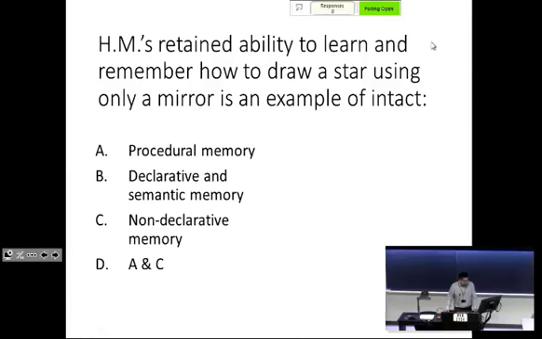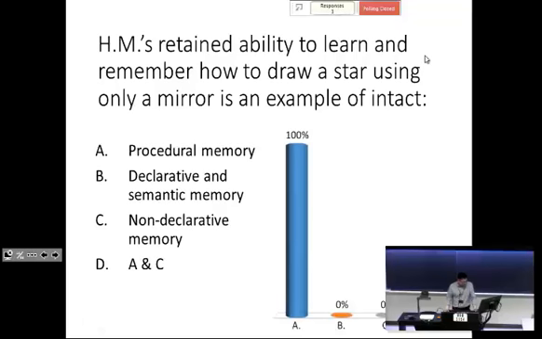So I should not have revealed that. Okay, so we'll just go ahead with that. That was an example of procedural memory. Sorry about that, guys. Sort of jumped the gun there.